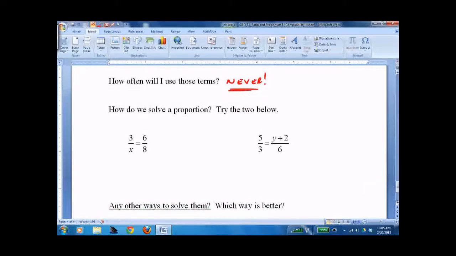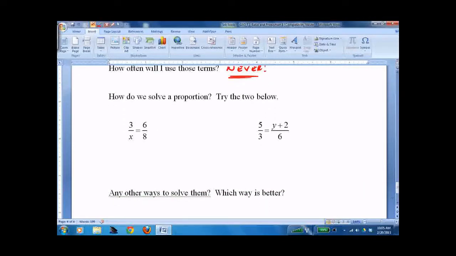So how do you solve the proportion? Almost everybody remembers that you can cross multiply and set them equal. So 6x equals 24. X equals 4. And over here, 5 times 6 equals 3, and always use your parentheses. Use your parentheses. Distribute.